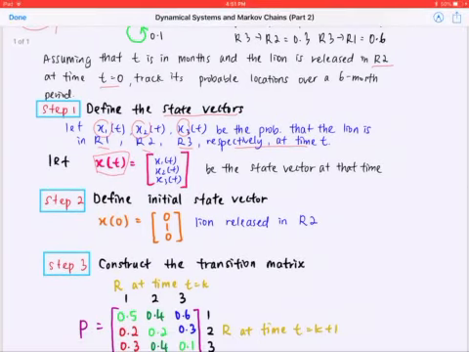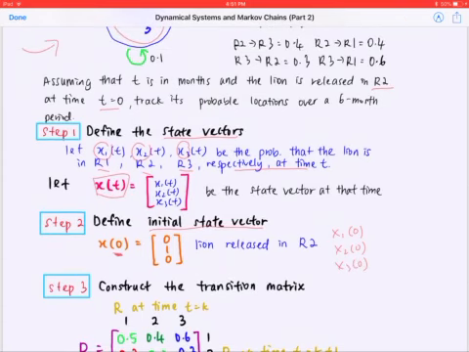Now that you have the state vectors, the second step is to define the initial state vector. Initial means that the time will be 0, so you will have x1(0), x2(0), and x3(0). This information you have to extract from the question here.